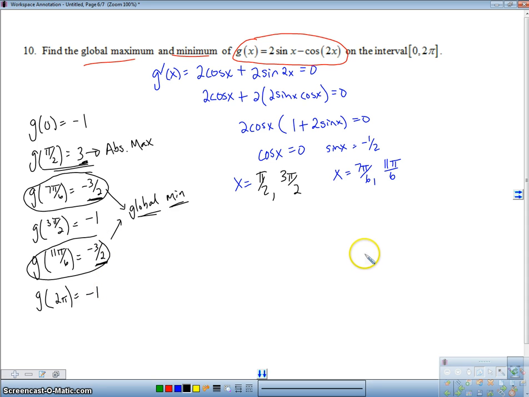All right. So that is using the candidate test to determine absolute maximums and minimums.